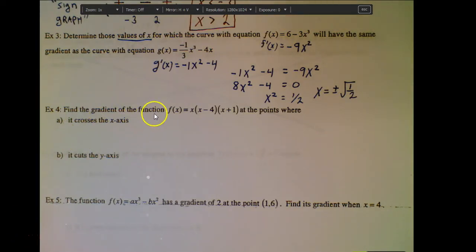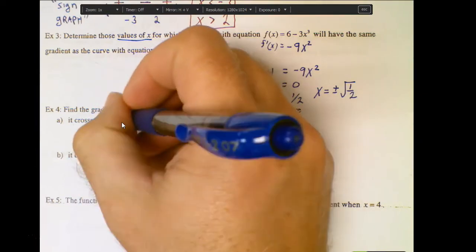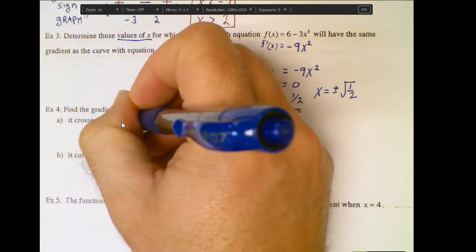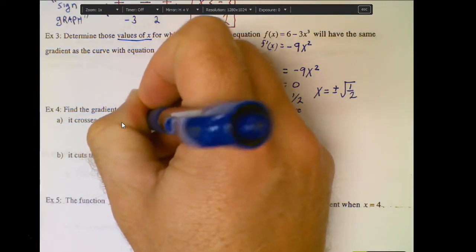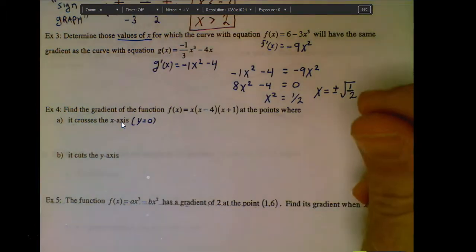Example 4. Find the gradient of that function at the points where it crosses the x-axis. So what does that mean? Well, any point on the x-axis would have a y-coordinate of 0. So any point on the x-axis, we know that the y value is going to be 0. So that's basically what they're telling us.